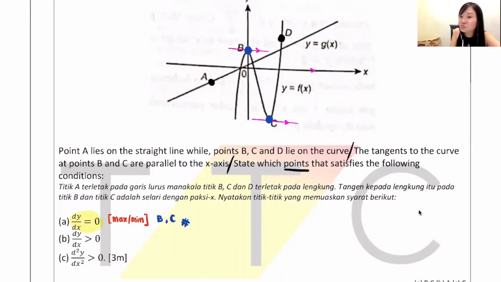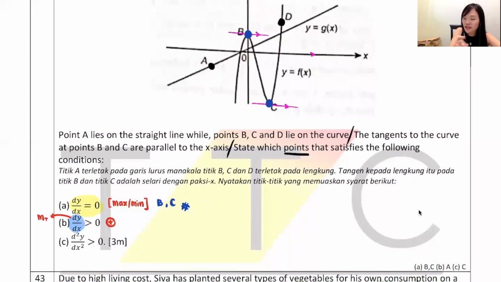Next one they say what? dy dx is more than 0. This one's slightly different, but today itself on the starting I already covered. So guys, listen to me. dy dx, they say more than 0. More than 0, that means they are positive. Correct? What's the meaning of dy dx again? Very good, Kira. dy dx, isn't it, that means gradient for tangent, gradient for curve, gradient function, right? So the moment they say dy dx more than 0, from my understanding, it means gradient tangent more than 0.